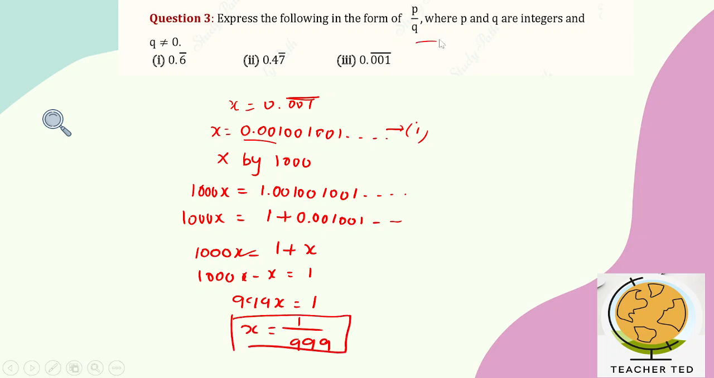So I hope all of you understood this, and it is very important from your examination point of view. Just try to work out more and more problems like this to get a good knowledge of all these questions.